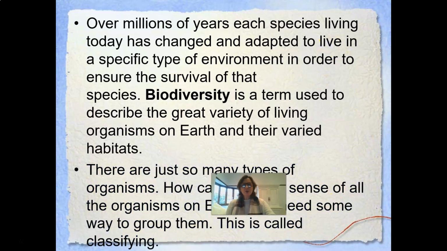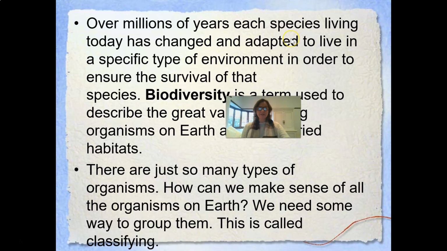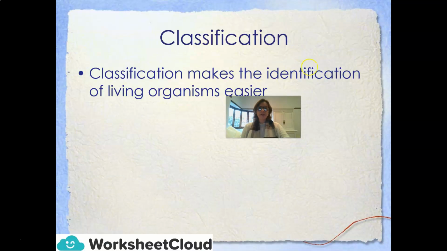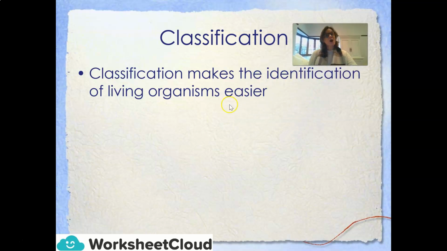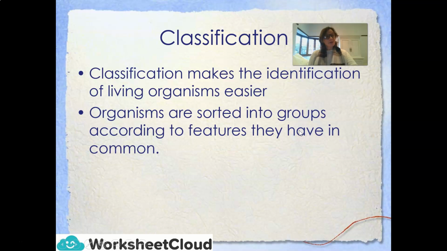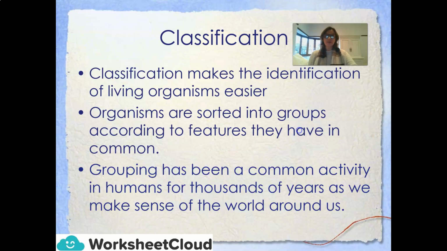There are just so many types of different organisms. How can we make sense of all of the organisms on Earth? We need some way to group them, and this, Grade 7, is called classifying. Classification makes the identification of living organisms easier. Organisms are sorted into groups according to features that they have in common.